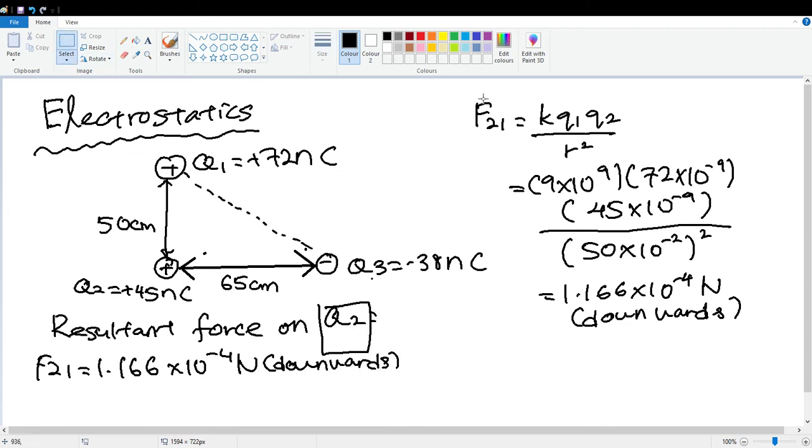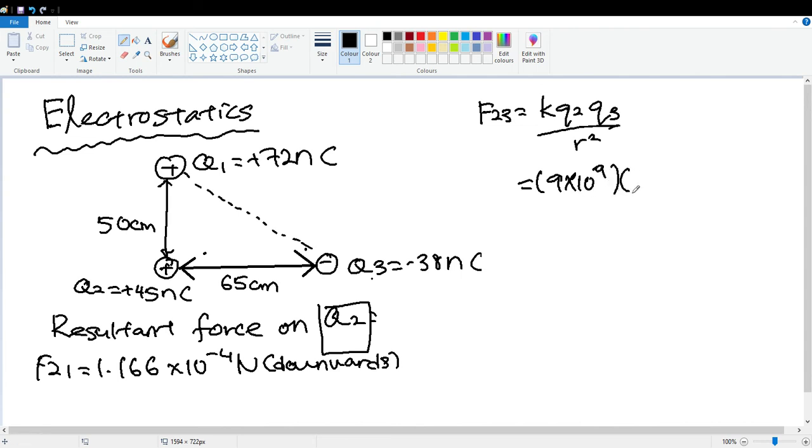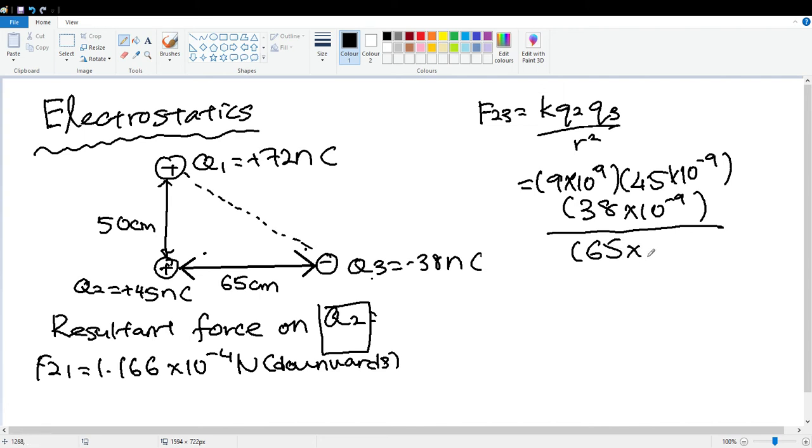So this is F21. Okay, so let's find out the force between Q2 and Q3. So Q2 and Q3 basically is F23, so k Q2 Q3 divided by r square. So this is 9 times 10 to the power of 9. Q2 is 45 times 10 to the power negative 9. My Q3 is 38 times 10 to the power negative 9, divided by r square. My r square is actually 65 times 10 to the power negative 2, squared.